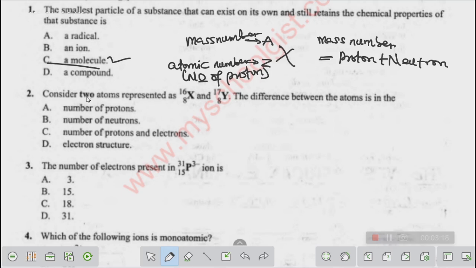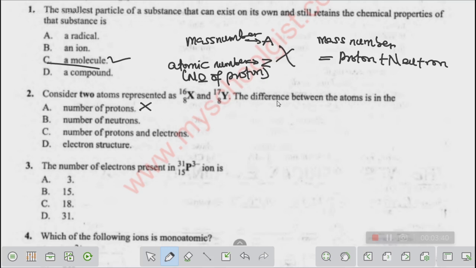They said consider two atoms represented as 16, 8 and 17, 8. So this is element X, and this is element Y. They now said the difference between the atoms is in the what? Number one, they said number of protons. If you look at the number of protons, both of them have 8 as the number of protons. So it means option A is automatically wrong.